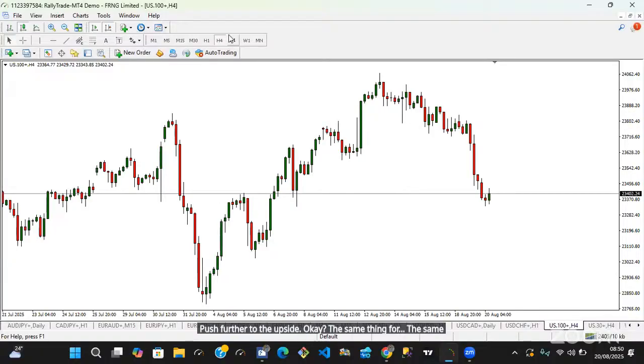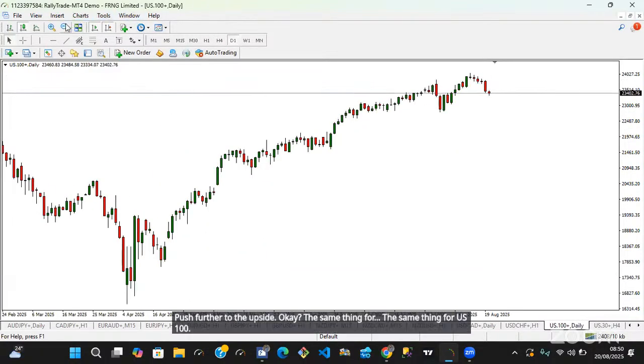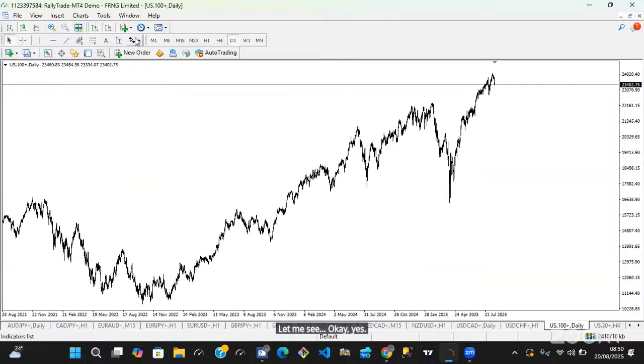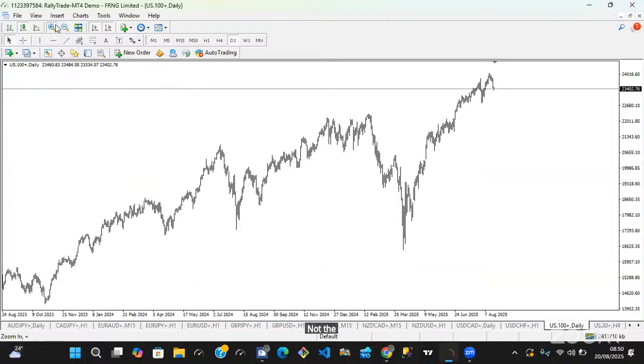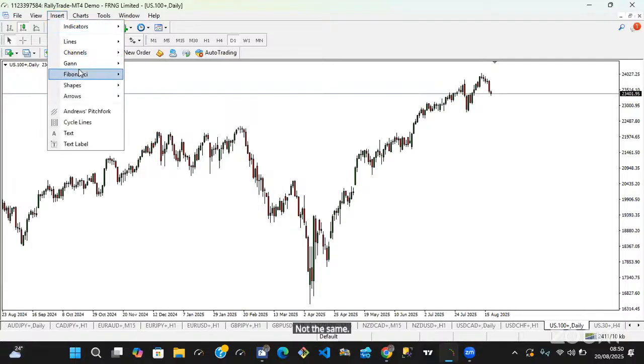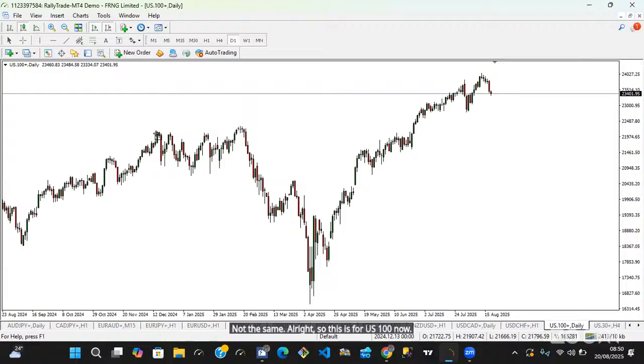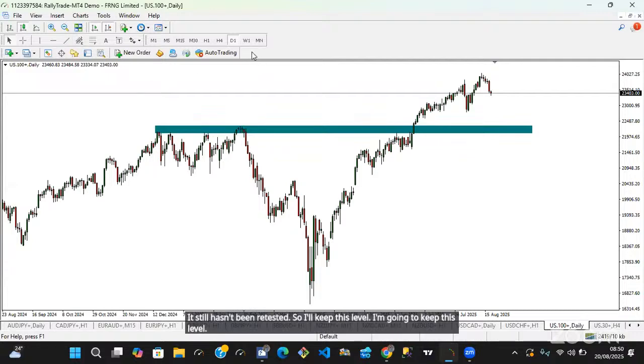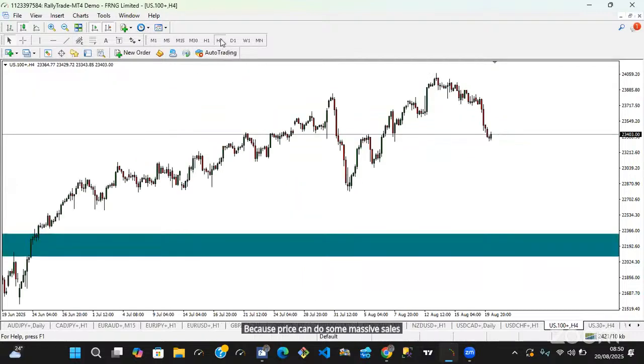The same thing for US 100. Let me see. Okay, US 100 is not the same. All right, so this is for US 100 now. This level here that was broken still hasn't been retested. So I'll keep this level, because price can do some massive sells all the way back to that point.